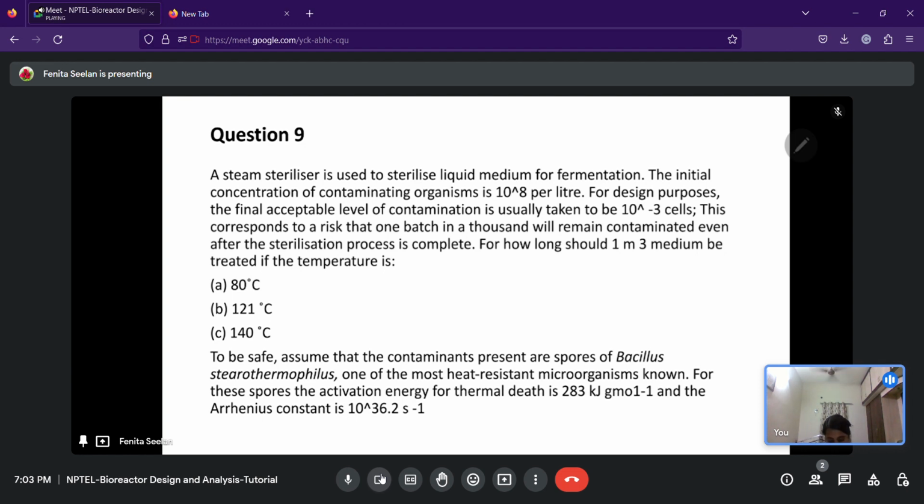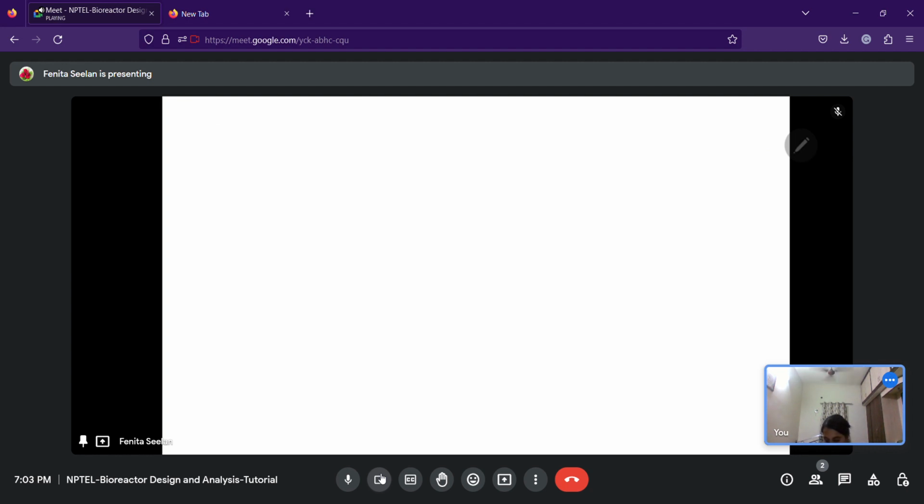So, how long should we sterilize 1 meter cube of media? 1 meter cube is 1000 liters, right? Okay, so we'll start solving the problem. You were asked to calculate the time to sterilize if the media is treated at these temperatures. So what do we have to do? First we will do all the conversions and then start solving the problem.